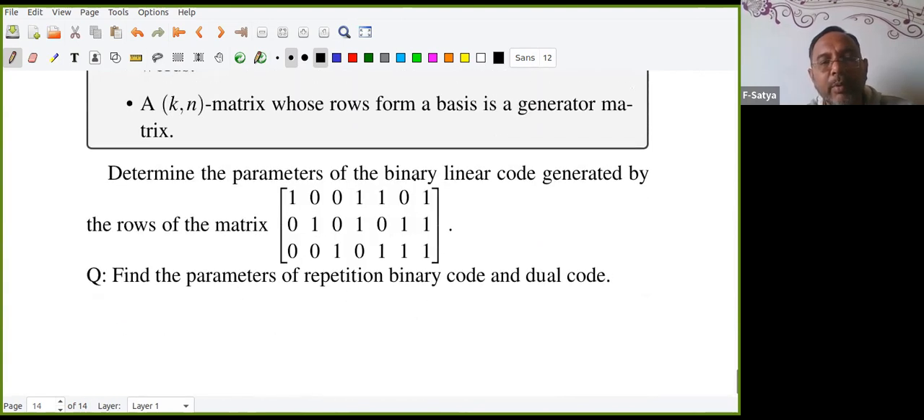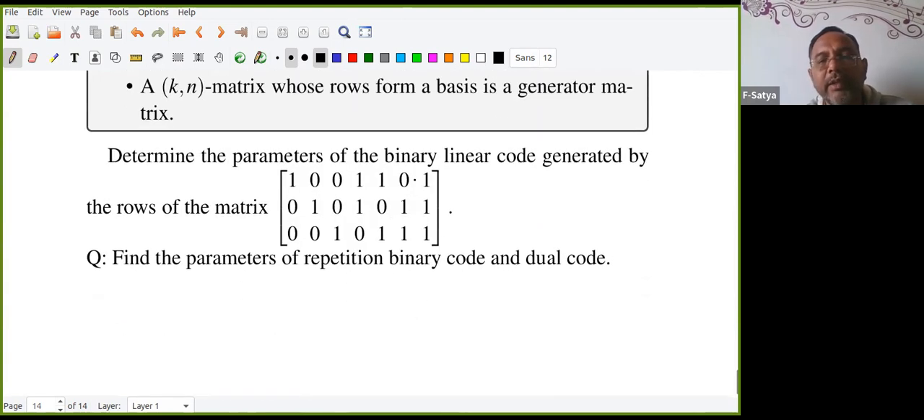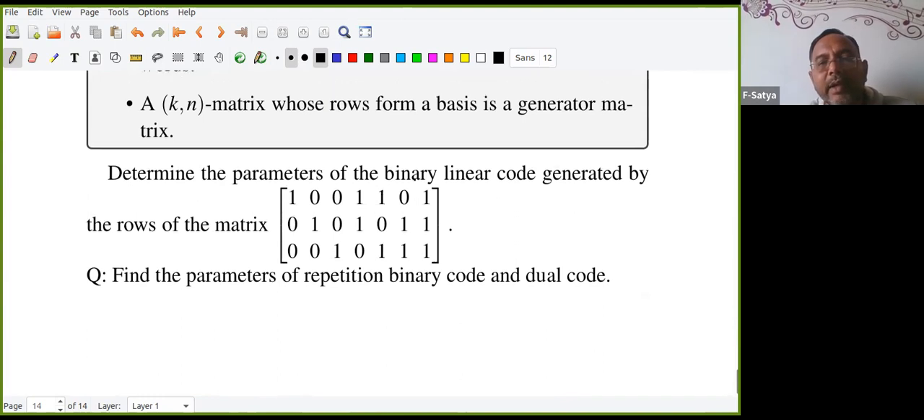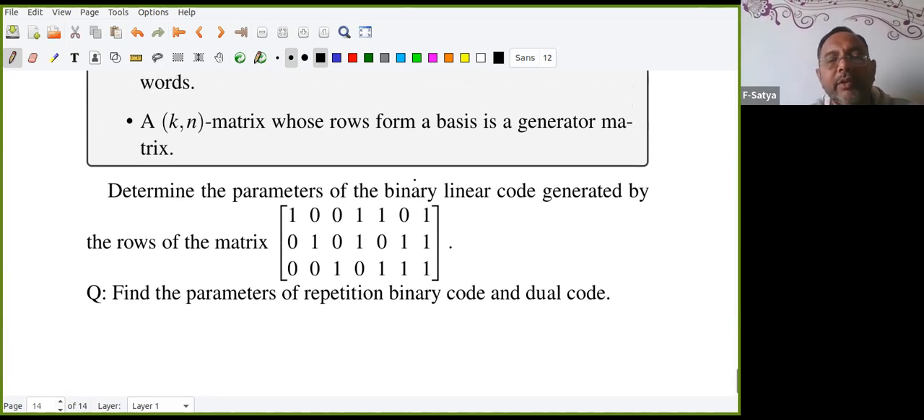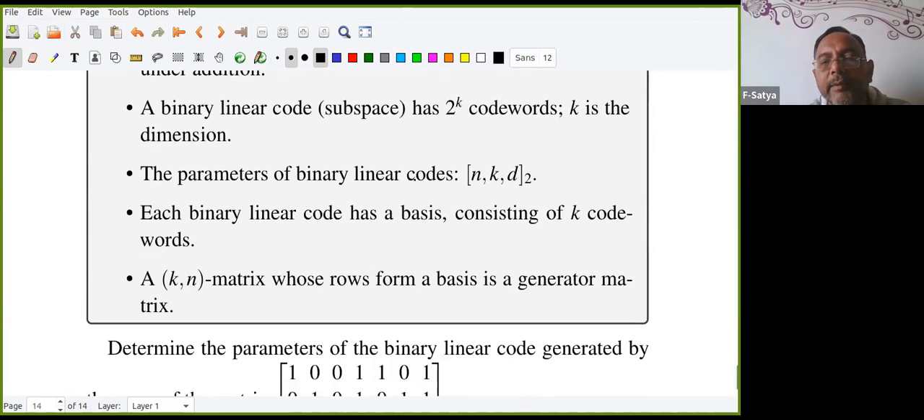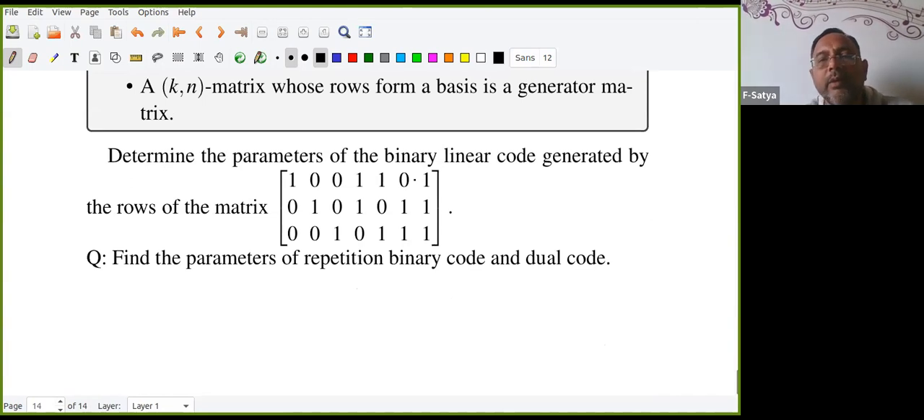Okay, so there is a small problem here also, please check it. I asked about parameters and all that. I gave a matrix and I asked you all the parameters n, k, d and all here. I gave the generator matrix. Okay, is the question clear? And I asked you the parameters for the binary repetition code and its dual code also. Please do these questions also, right? I'll stop here.